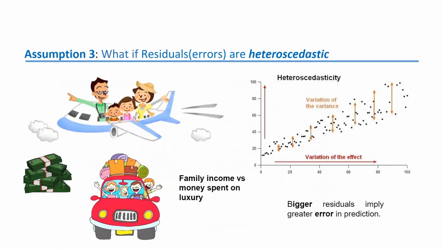Okay, so what will happen if the residuals are homoscedastic? The family income versus money spent on luxury. So for example, bigger residuals imply greater error in prediction. If you have more difference between the observed value and the predicted value, it will mean that there is a huge error in your model. If you have a huge error in your model, your regression model will not be good, right? So we have to make sure that we understand all this concept.